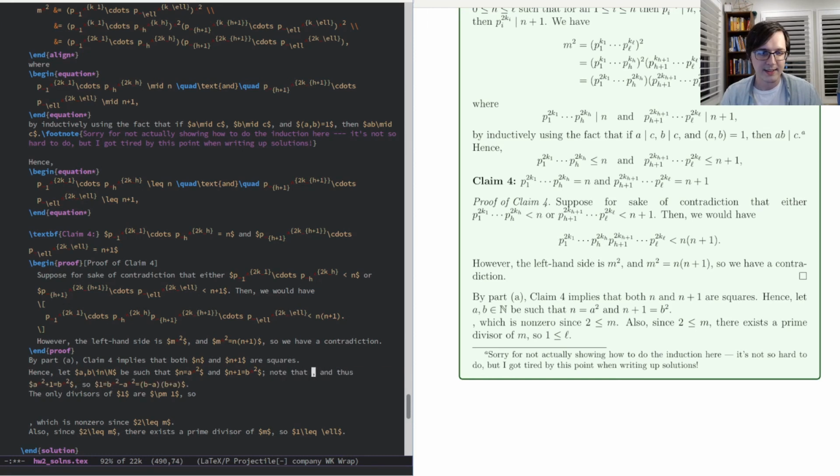Note that b is greater than a, because if b equals a, then n would equal n plus 1, which is absurd. And if b is less than a, then n plus 1 would be less than n. So I'm just going to say note that. And that's one of those little puzzles in a proof that's up to the reader to figure out.